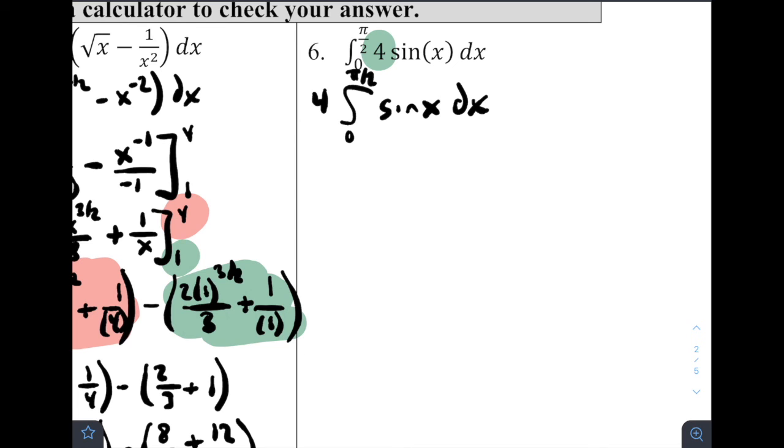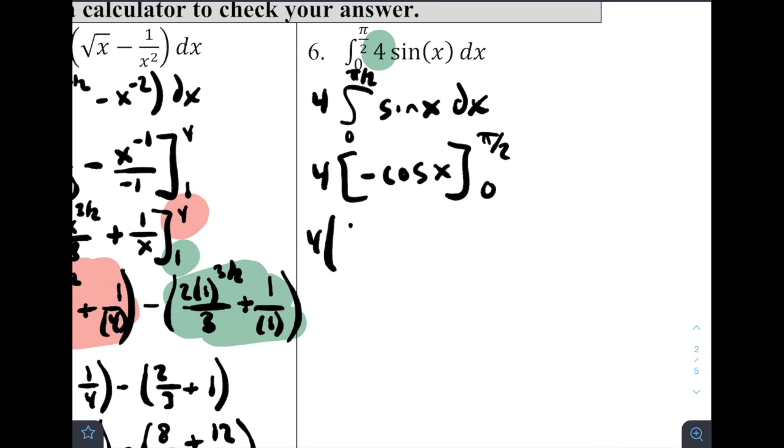We know that the antiderivative of sine of x is going to be negative cosine of x. And that's going from pi over 2 to 0. And so we took our antiderivative. It's in the brackets now. Now we need to do our fundamental theorem of calculus. We're going to plug in our pi over 2. We're going to subtract. We're going to plug in 0. So this is going to be 4 times negative cosine of pi over 2 minus negative cosine of 0.